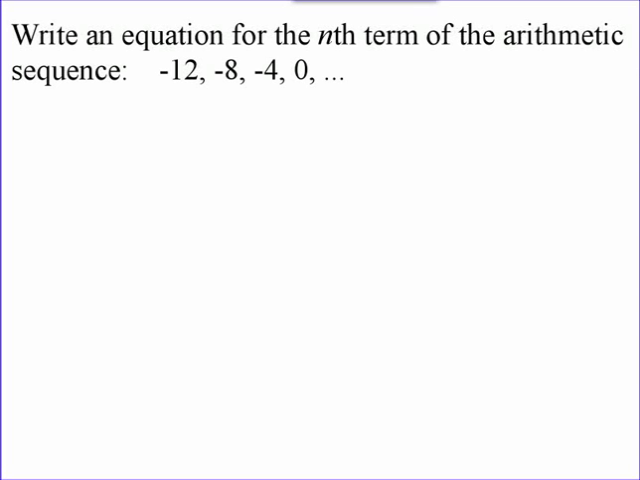We need to know the first term. Do we know the first term? Negative 12, good. Okay, next thing we need to know is the difference between terms. How you find the difference between terms is we find out what we do from term to term. You add 4, very good.